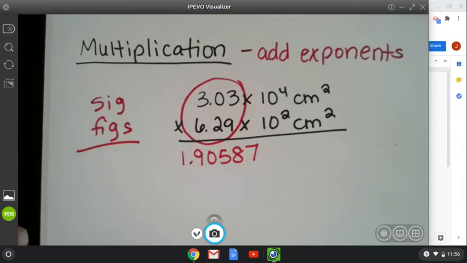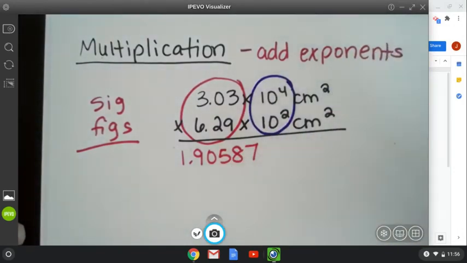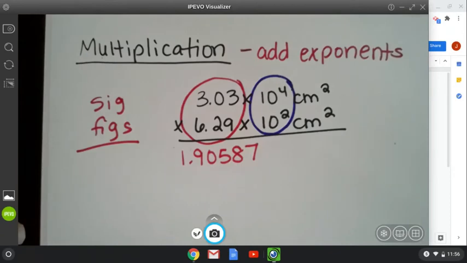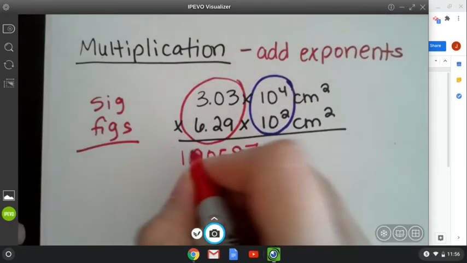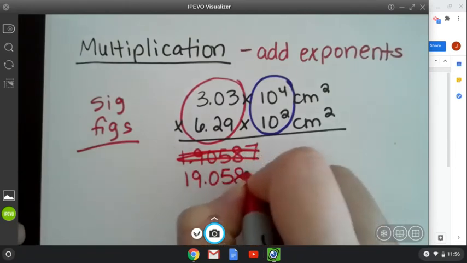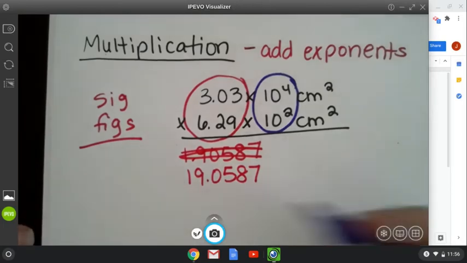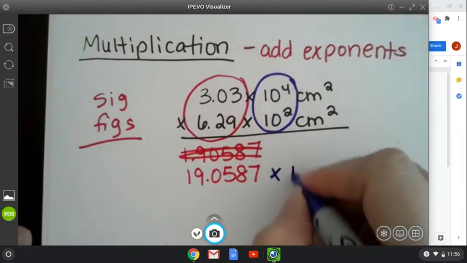Okay, so then I multiplied that together, and now I need to add my exponents. So 4 plus 2 is 6. I made an oopsie. Sorry. Got ahead of myself here. Okay, so 10 to the 6.